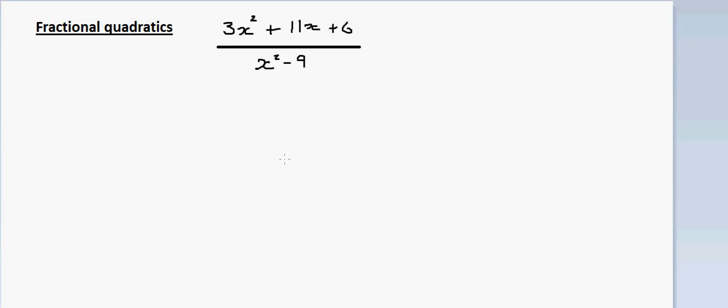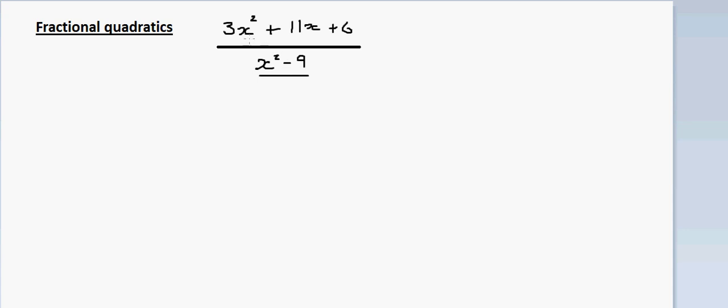Okay, so fractional quadratics, these tend to come up in the exams quite frequently. I think they're put there really to scare you, but with these sort of questions, you're looking for clues all the time. Now here we can see x squared minus 9. Now I know that's the difference of two squares. Okay, if you're not sure, go back and have a look at the videos that I've done and you'll see that there's one on the difference of two squares.